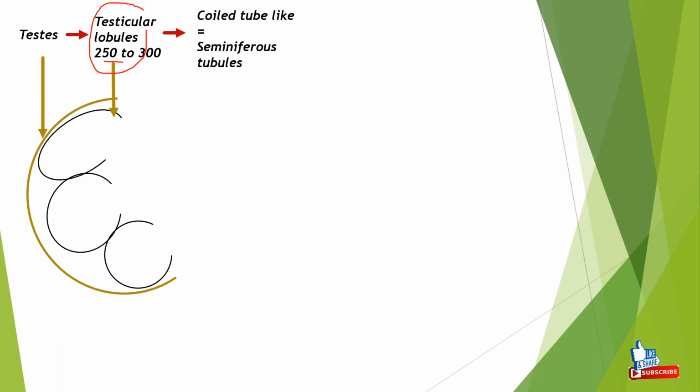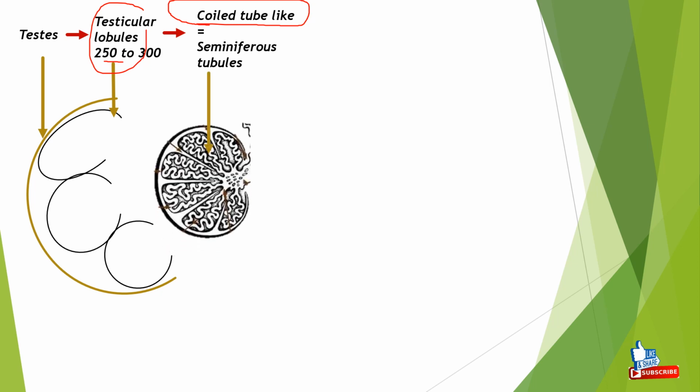Now these testicular lobules further form coiled tube-like structures known as seminiferous tubules. In each testicular lobule, you will find two to three seminiferous tubules. These pipe-like, tube-like structures are known as seminiferous tubules, and this is the actual site for sperm production. Sperm is produced here.